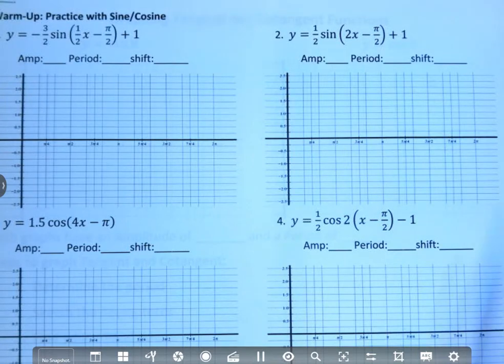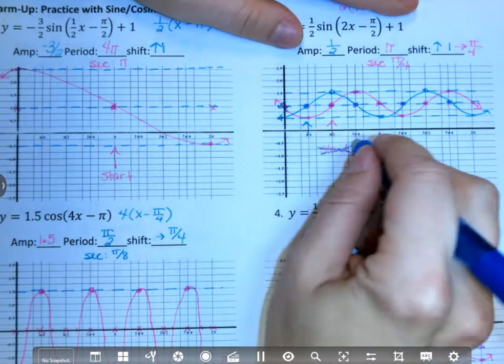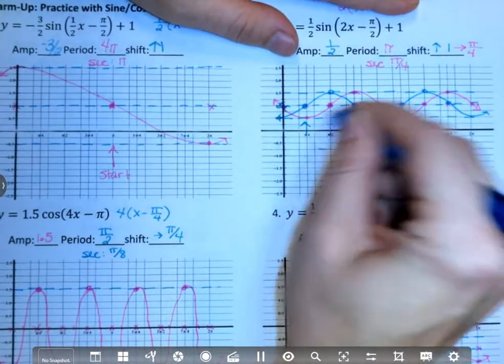So I'm hoping y'all have had a chance to get through the warm-up. So let's take a look at what your answers should have been. Now I have a mistake on this one. It's not the pink one.